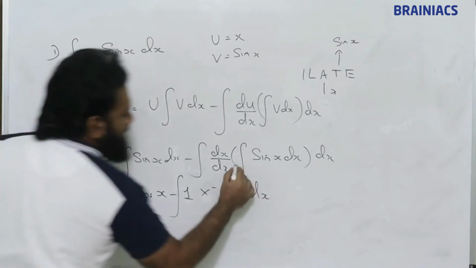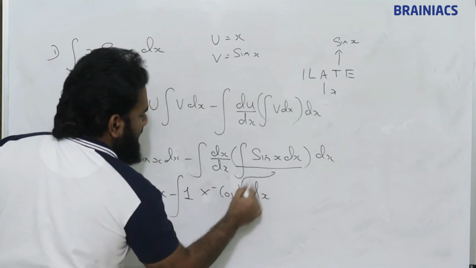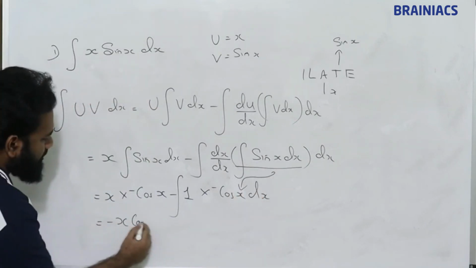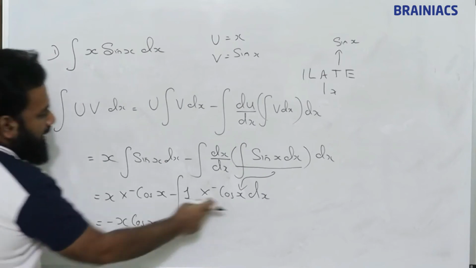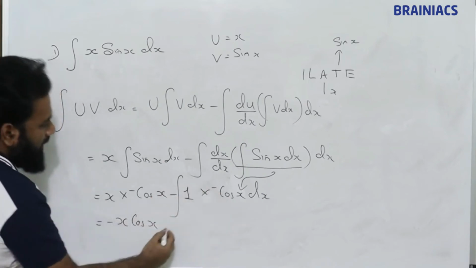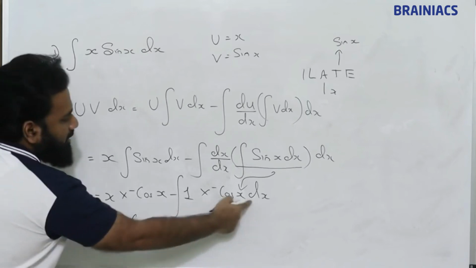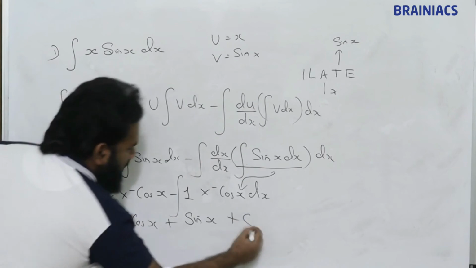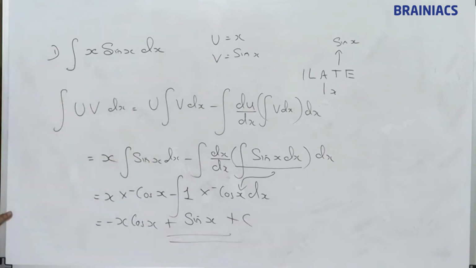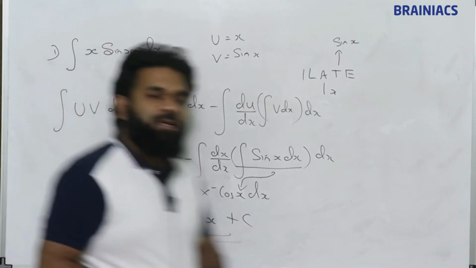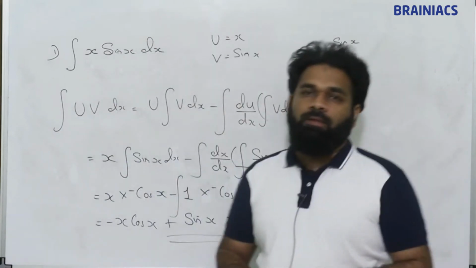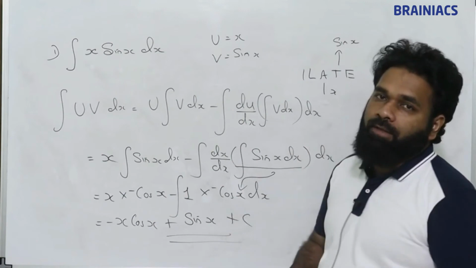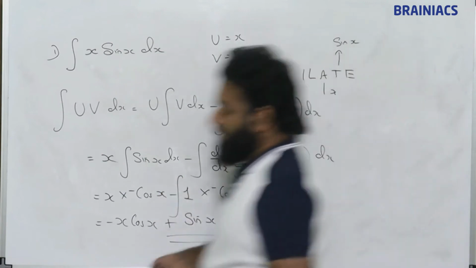Clear? This term is nothing but this one converted into this one. So minus x cos x, and the minus will come out here, so this becomes plus. Integration of cos x dx is sin x plus constant, and that's it. This is an example of the UV method, how we handle a product. Shall we do one more problem?